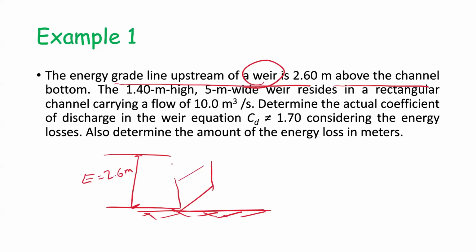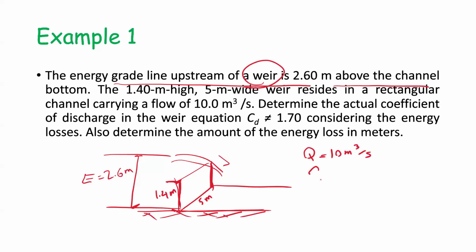And the water will pass through this, the 1.4 meter high weir. It has a 5 meter width, and it's a rectangular channel. And the discharge is 10 cubic meter per second.